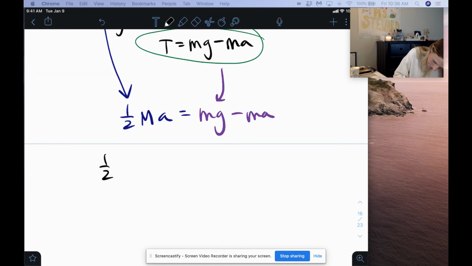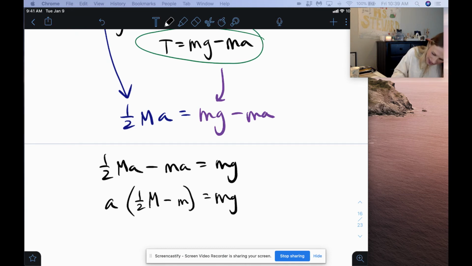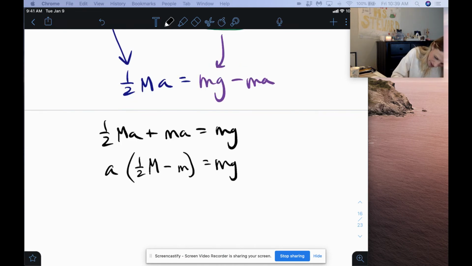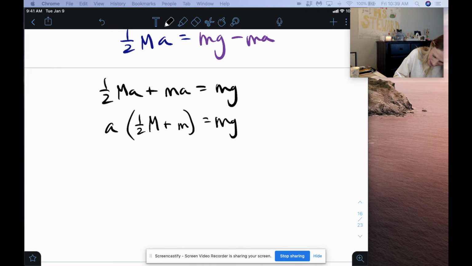So we get 1/2 ma minus little ma equals mg. I'm going to factor out a linear acceleration. So a times the quantity 1/2 big M minus little m equals mg. I'm sorry, that should be a plus, right? I add that to both sides. Hopefully you caught that. And then I'm going to divide both sides by 1/2 times big M plus little m. So acceleration ends up being little mg divided by 1/2 big M plus little m.